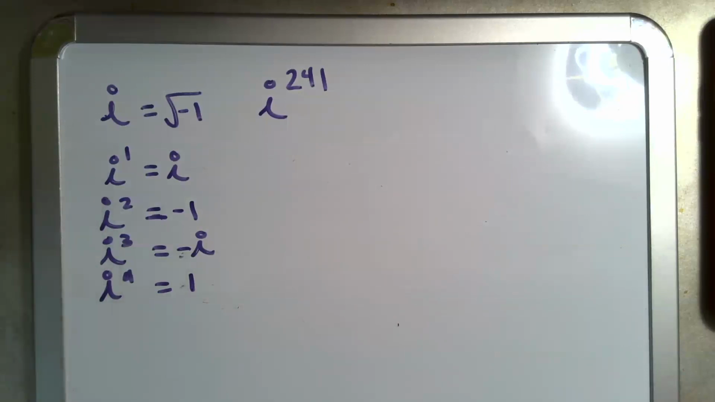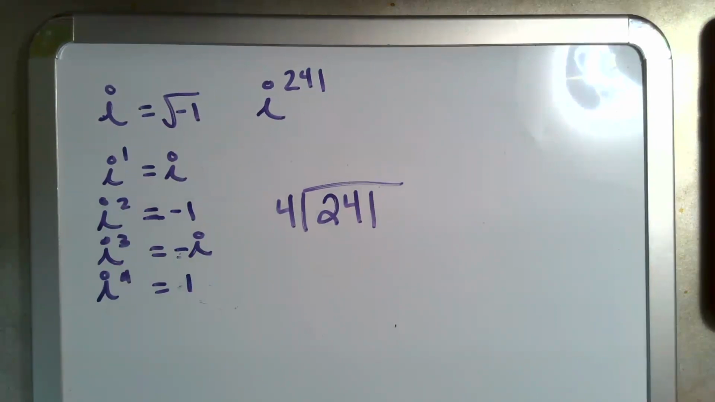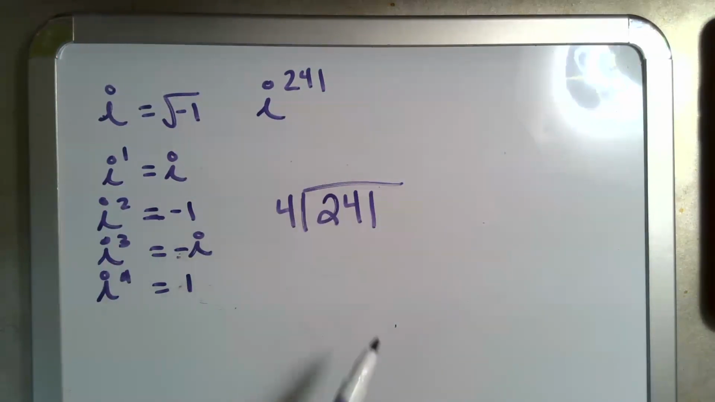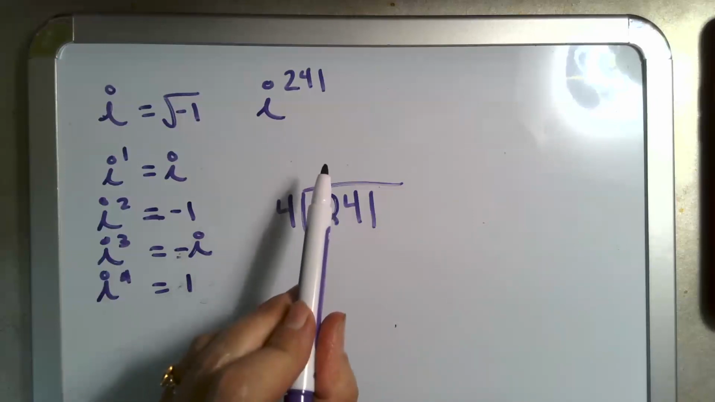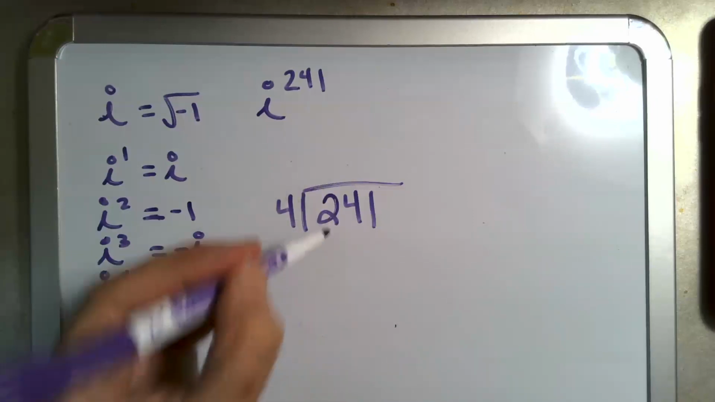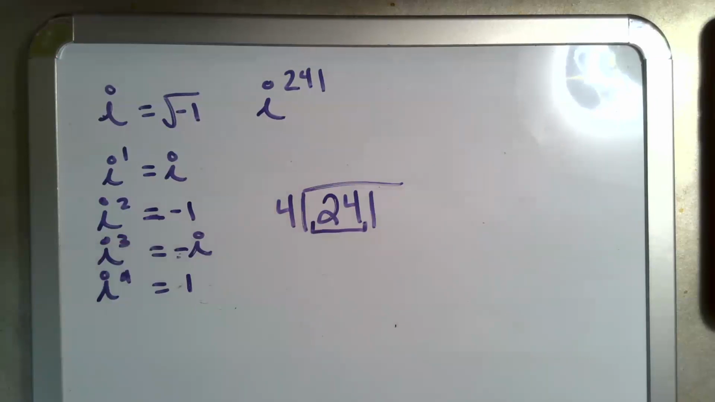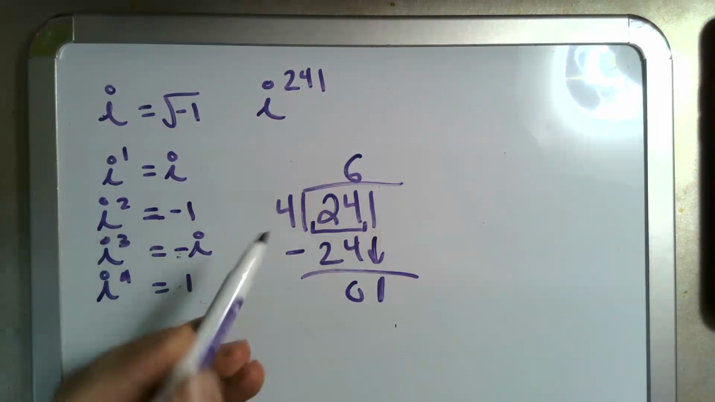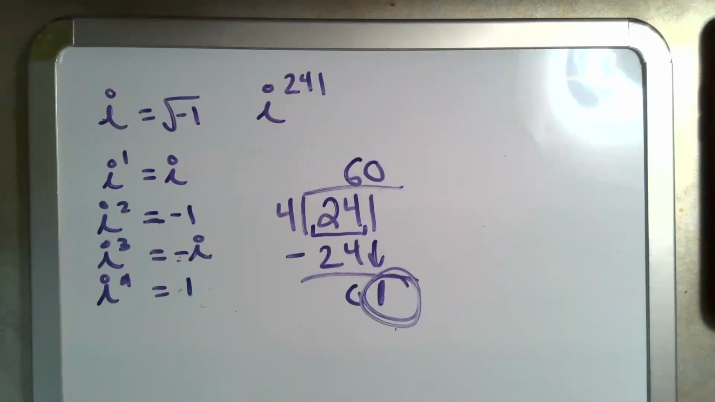So let's do that. 241 divided by 4, and our goal is not to find our answer, but rather to find our remainder. So to remind you of long division, 4 goes into 2 0 times. 4 goes into 24 6 times. 6 times 4 is 24. 24 minus 24 is 0. Bring down that 1. 4 goes in no times, and so that is my remainder.